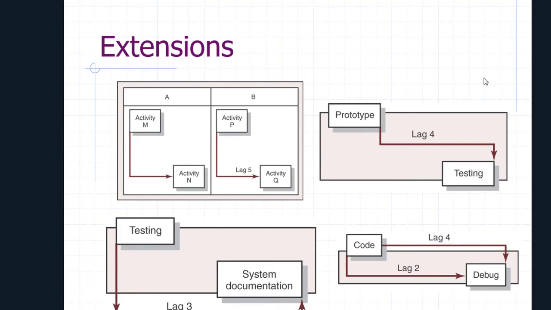So what that's saying is the testing can't finish until at least 4 days after the prototype has been completed. If you think about the logic behind it, it actually makes it much more intuitive and you can follow what's going on. We've then got a start to finish in the bottom one on the left hand side, the testing and system documentation one. We've got a link coming out of the start but going into the finish. So what it says is that the system documentation can't be completed until at least 3 days after the testing has started. And then the final one, with the code and the debug, is a mixture of the two: a finish to finish and a start to start.